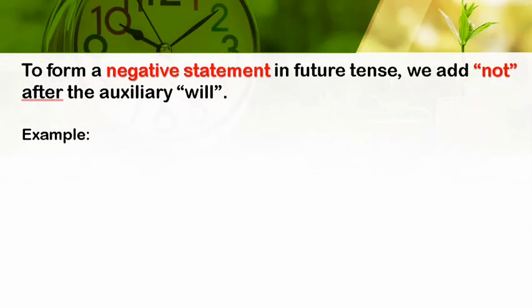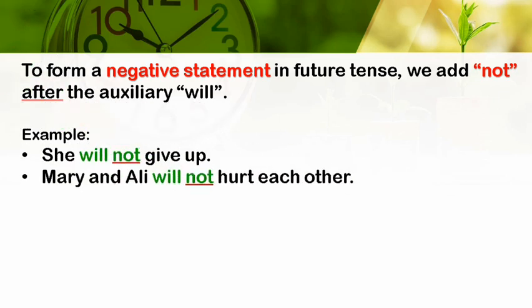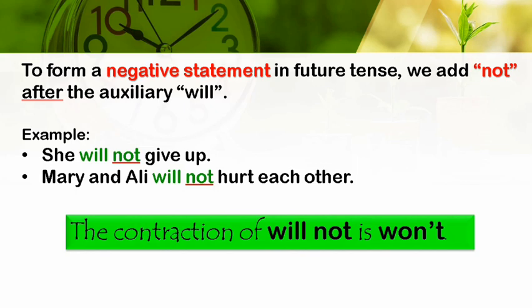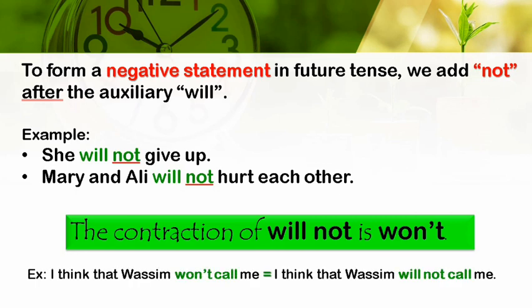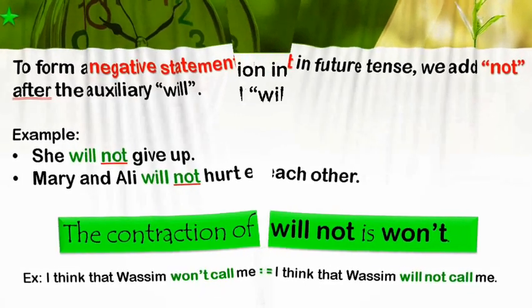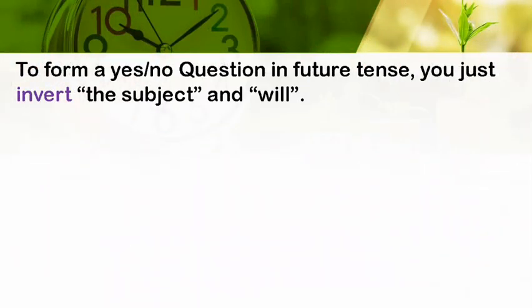To form a negative statement in future tense, we add not after the auxiliary will. For example, she will not give up. Mary and Ali will not hurt each other. The contraction of will not is won't. When you see won't, don't be confused. It is will not. For example, I think that Wasim won't call me. This sentence is the same as I think that Wasim will not call me. This is only a contraction.